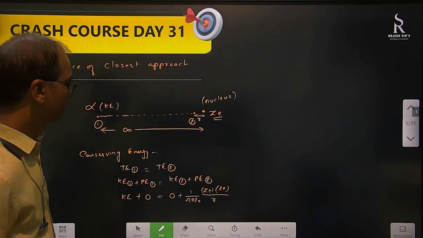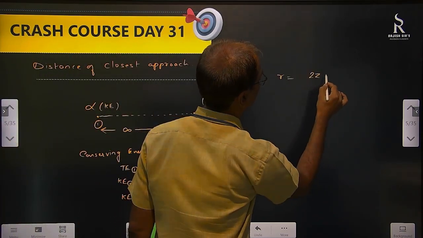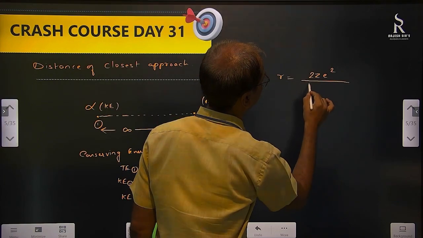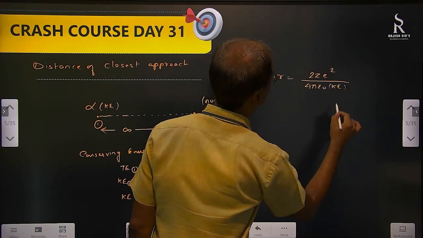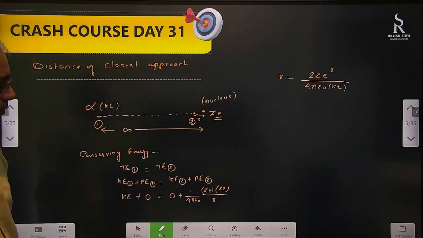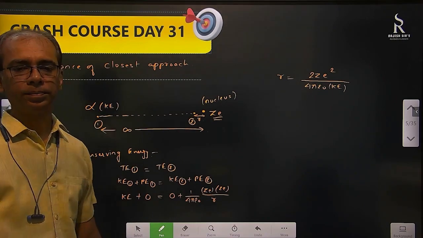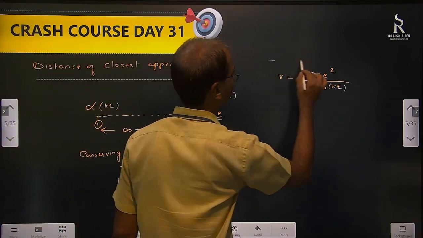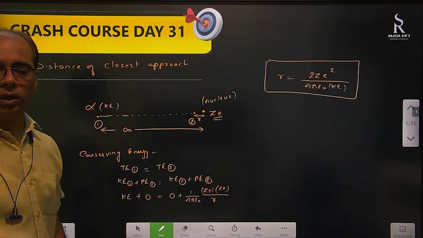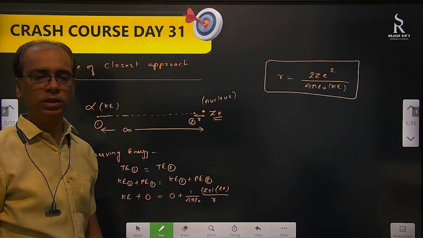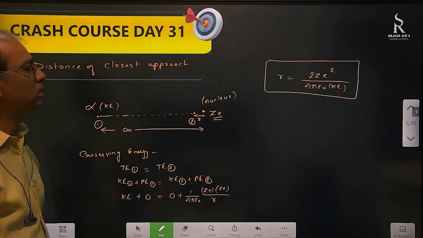Okay, R we want. So finally the R value we are getting is 2Ze square by 4 pi epsilon naught KE. This is the distance of closest approach. And from here only, the radius of the nucleus Rutherford could give us. So this is the distance of closest approach.